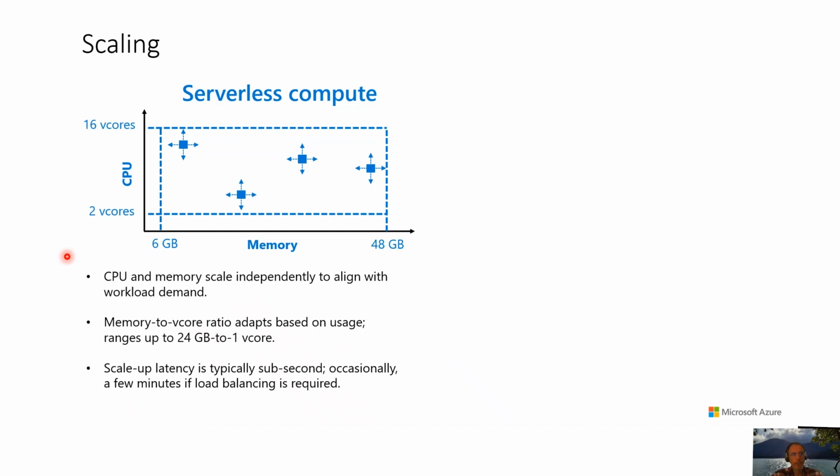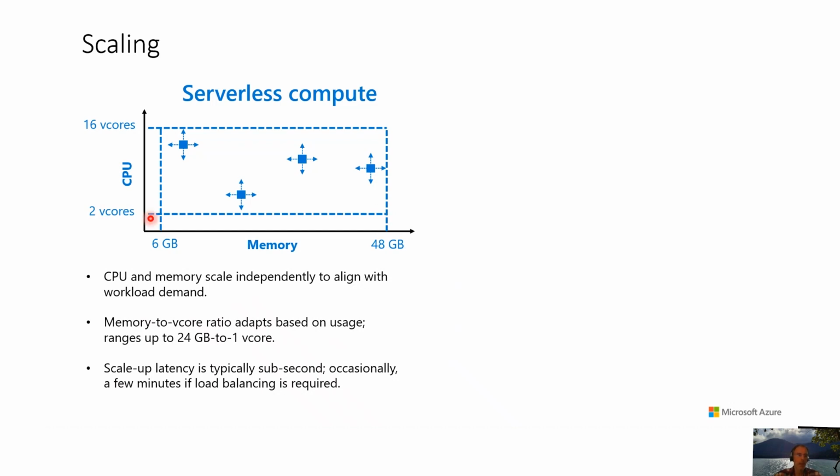So in terms of scaling, here I'm showing an example of a serverless database that's configured with a min of 2 cores and a max of 16 cores, corresponding to a range in memory from 6 to 48 gigs. Now, suppose that at one point in time, the database needs to load a lot of data into its cache. Say, for example, it's performing a table scan. Then the service is able to adapt to those memory requirements, even if the CPU usage is rather low.